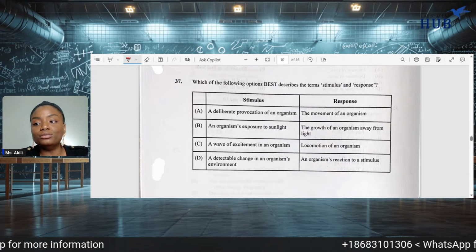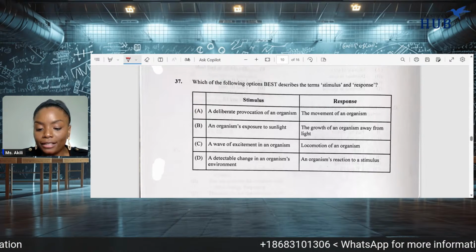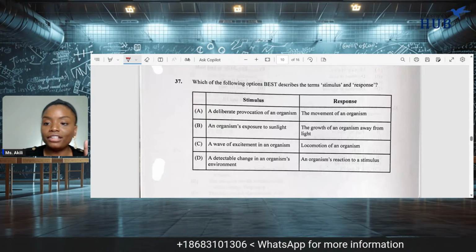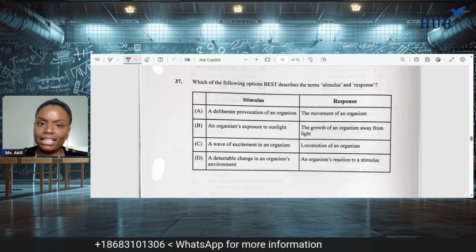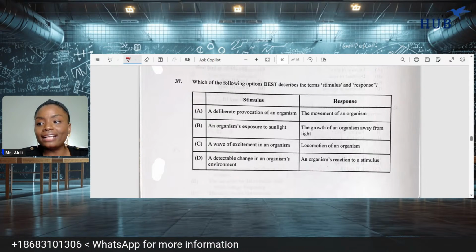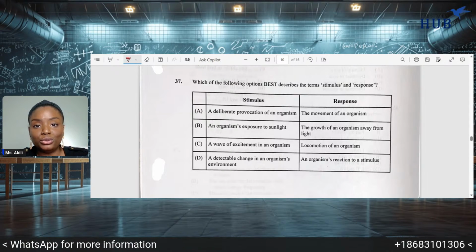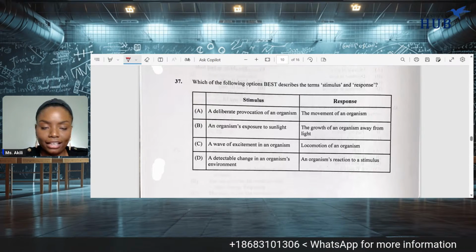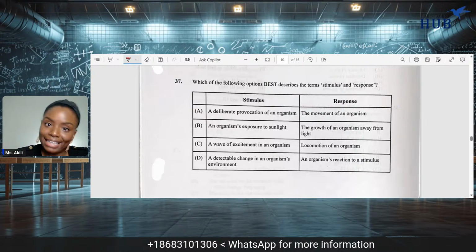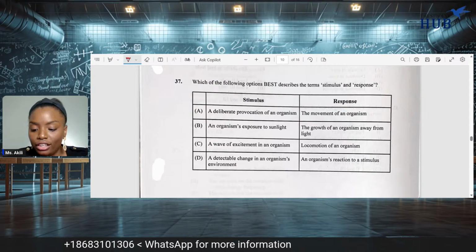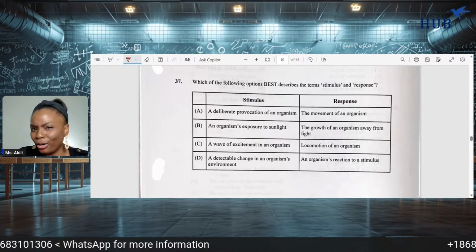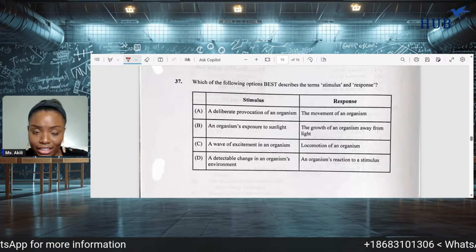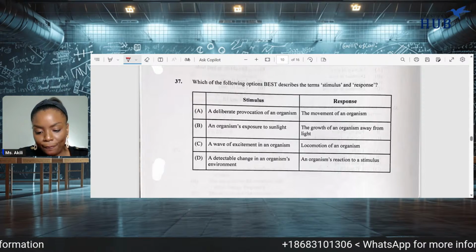Remember, locomotion is movement with displacement. But irritability, which is one of the characteristics of living things, or sensitivity as it's sometimes referred to, is the ability of an organism to detect changes in its environment and respond to it, which means that all living things should be able to detect stimuli and respond. So locomotion is going to narrow it only to animals, but plants are living things too. So then let's look at D.